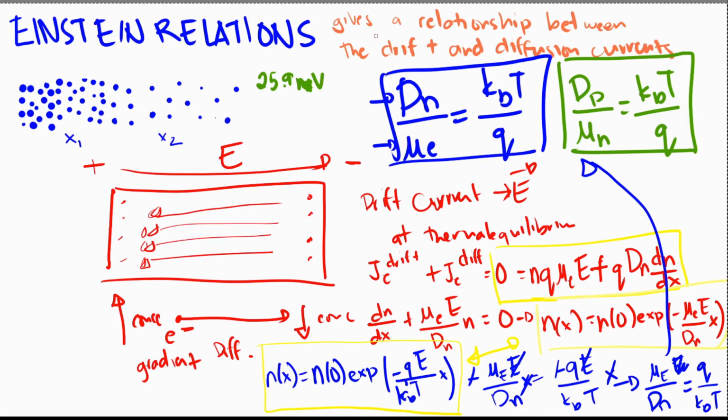And this tells you that if we know the temperature and we know one of the two, either the diffusivity or the electron mobility, we should be able to get the other quantity. So the Einstein relations basically give us a mathematical link between the diffusion and your drift processes. This constant is just dependent on the temperature. So it's really useful to have when we're trying to solve problems regarding the movement of our charge carriers.